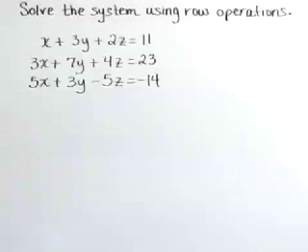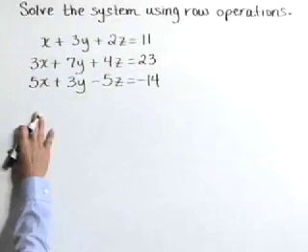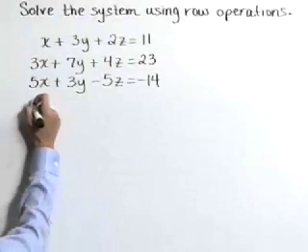Solve the system using row operations. Here we have a system of 3 equations and 3 unknowns. And if we use row operations, then our first step is to write the system as an augmented matrix. So let's do that first.